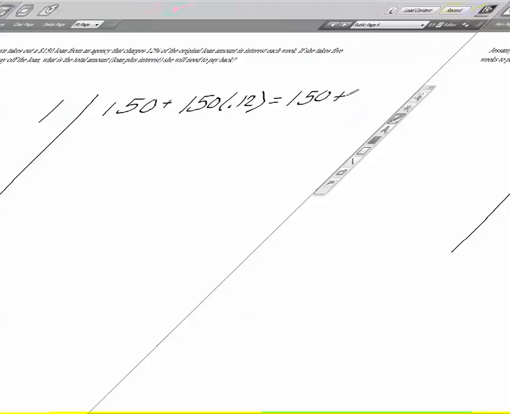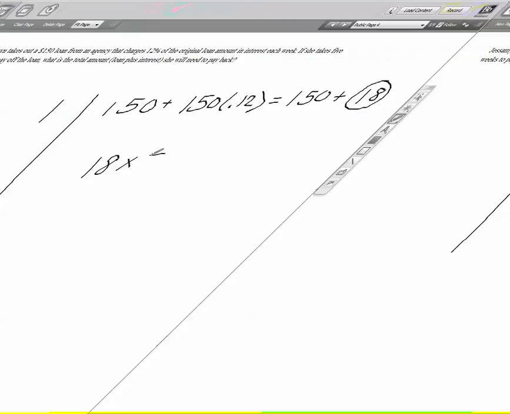Jessamine takes out a $150 loan from an agency that charges 12% of the original loan amount in interest each week. So what that means is in week 1, we have $150 plus 12% of that we have to pay back. So 12% is 0.12 as a decimal. So the interest alone, there's a 150 times 0.12, that's $18. Okay, so they're paying $18 in interest a week.